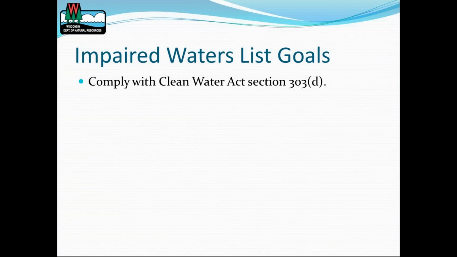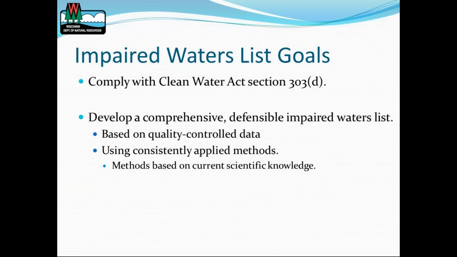All right, so the impaired waters list, our main goal, or one of our main goals, is to comply with the Clean Water Act Section 303(d). The Clean Water Act 303(d) says that every state needs to let the EPA know what waters in the state are not meeting water quality standards. So what waters aren't healthy at the moment.